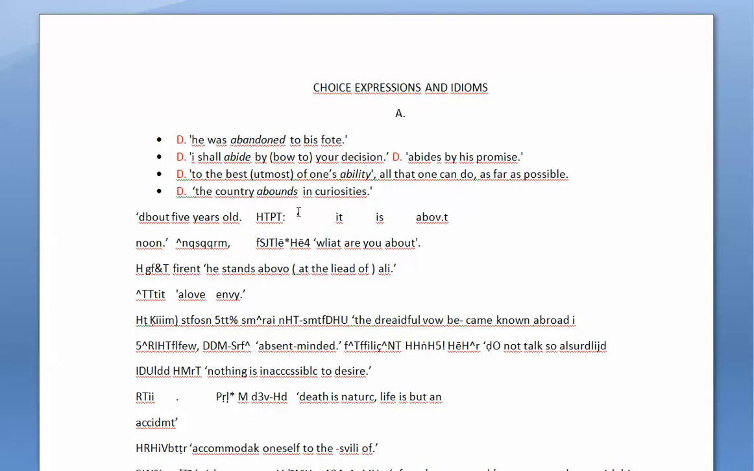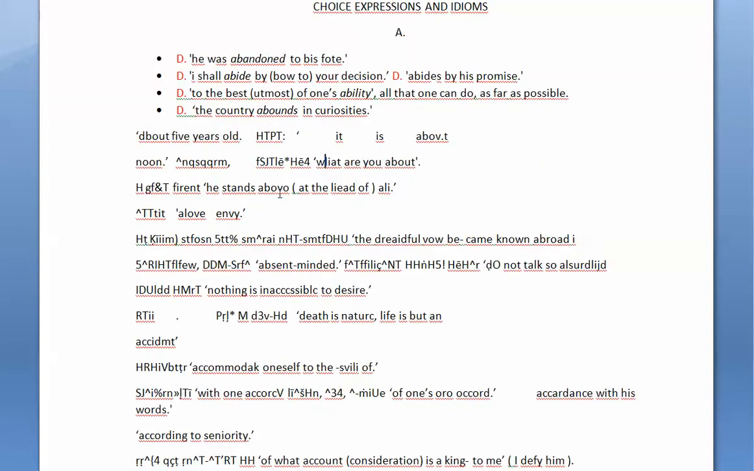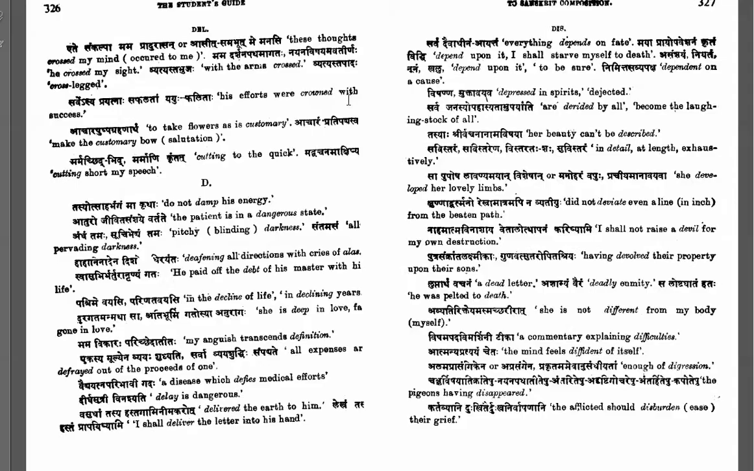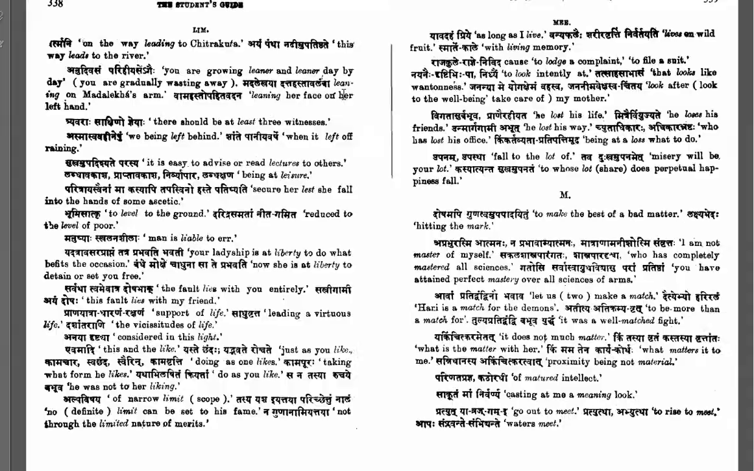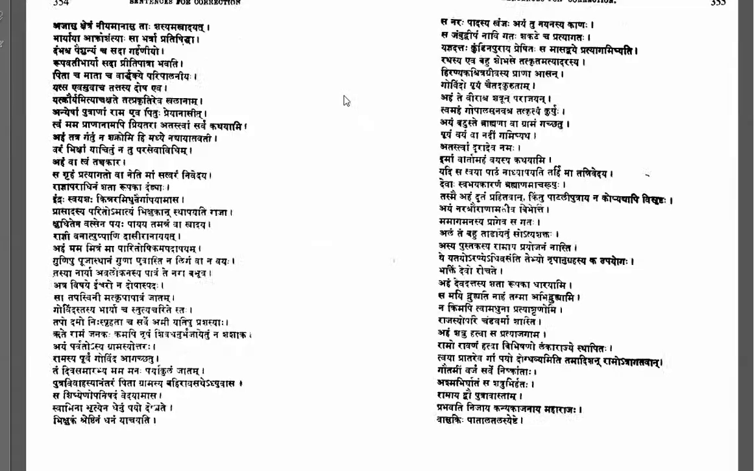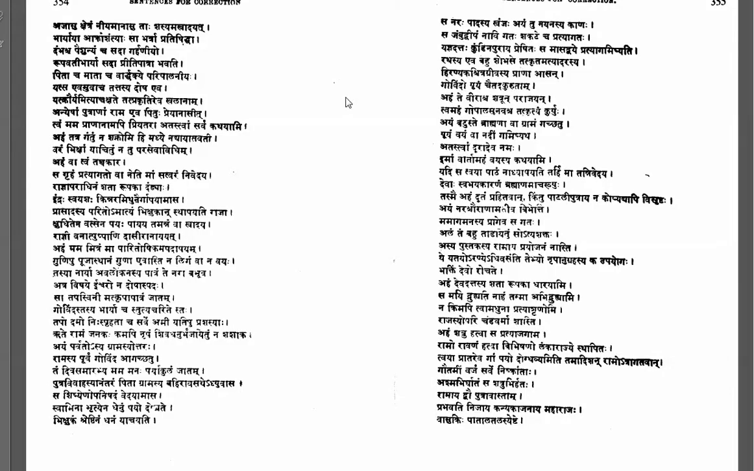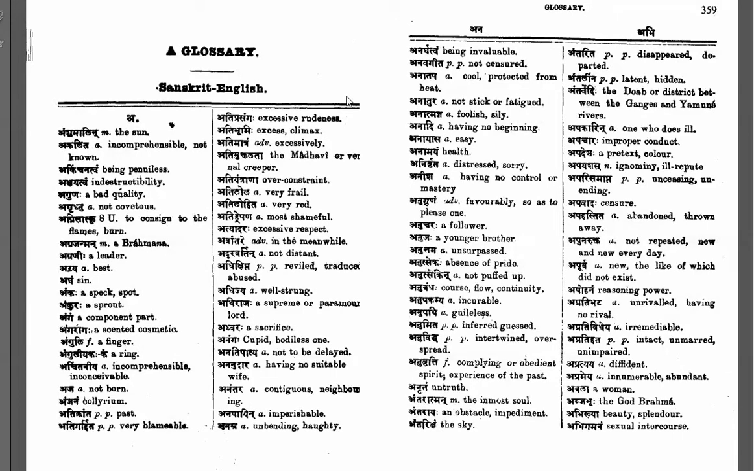So this is what I want you to do to clean the text. The text consists of choice expressions and idioms. There are quite some many of them. Then there are sentences for correction. I'm not quite sure, but I can try. Let's see what the software will do with them. I'll generate this one. And then there is a glossary.